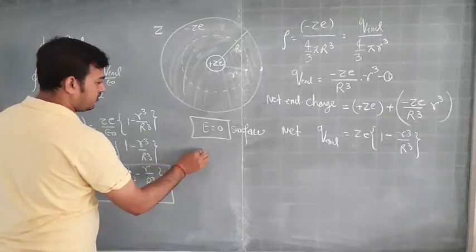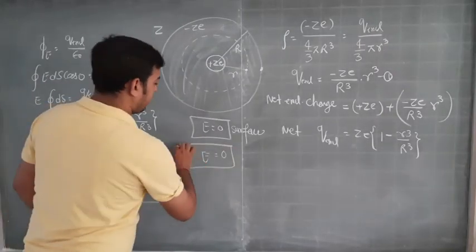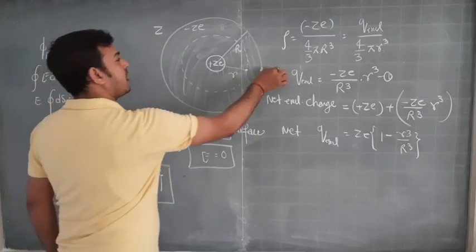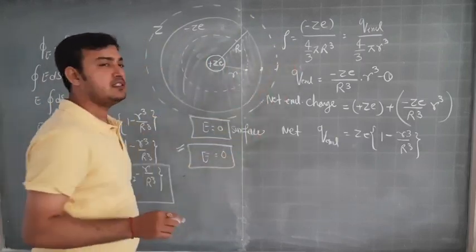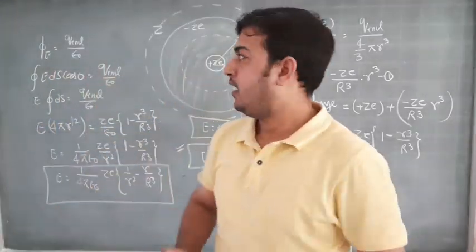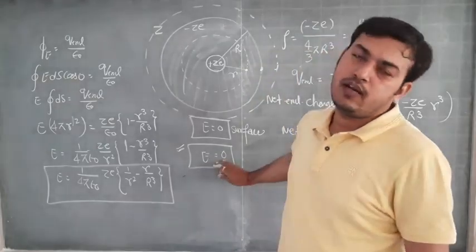And if we go out from this atom, once again the electric field will be 0, because for any point if you draw a Gaussian surface, the net charge inside the Gaussian surface is 0, and if the net charge inside the Gaussian surface is 0, it means there is no electric field.